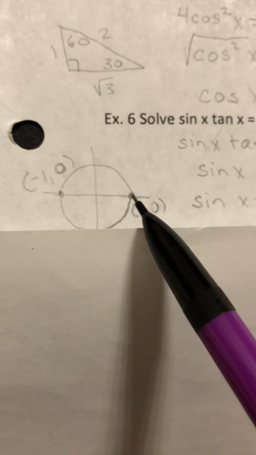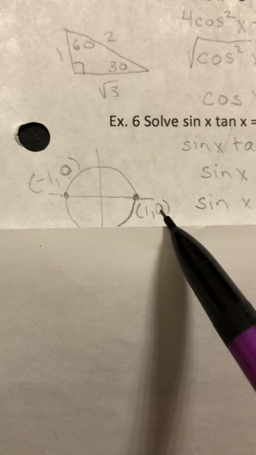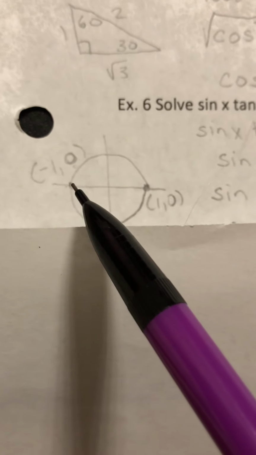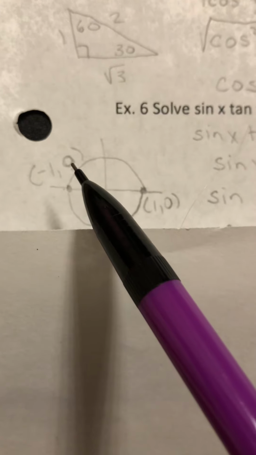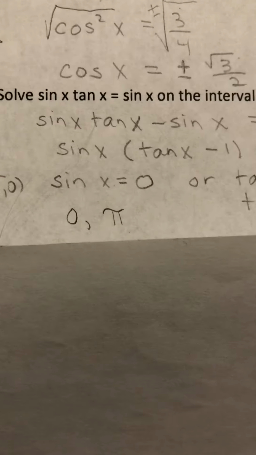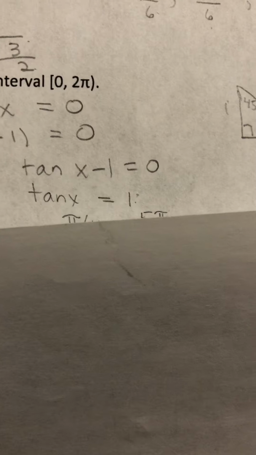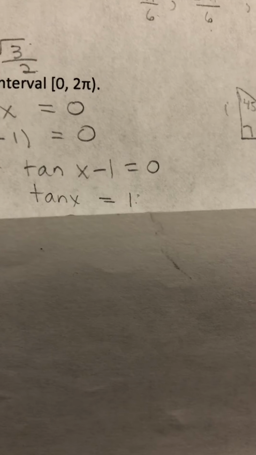So after a turn of 0, we're at 0. And then after a half turn, which is pi radians, or 180 degrees, we're also at 0. So that gives me my two solutions, 0 or pi. To solve the tangent of x minus 1 equals 0, first add the 1 to both sides.